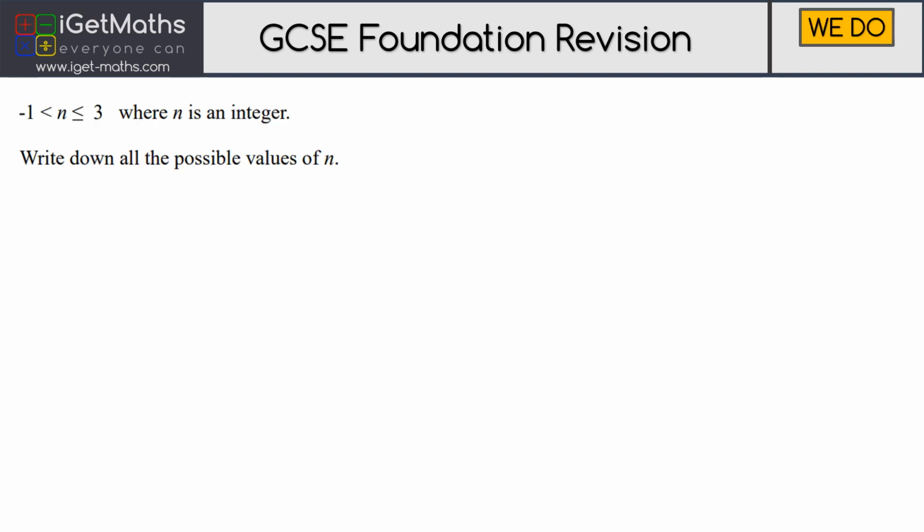Okay, so we've been given an inequality question here where we need to find n as an integer and write down all the possible values of n. So here n is bigger than -1 and n is less than or equal to 3. So n to be bigger than -1 is going to be 0, 1, and then 2, and then it can be equal to or less than 3, so that would just be 0, 1, 2, and 3 for your answer.